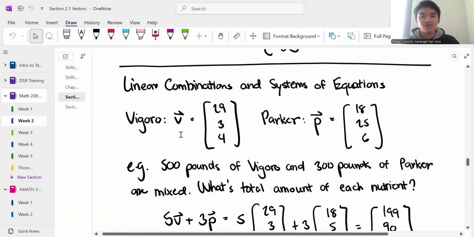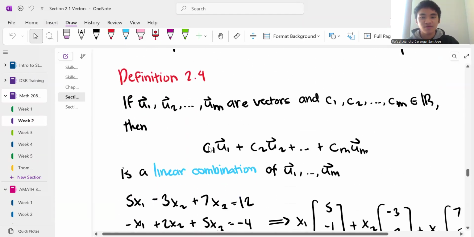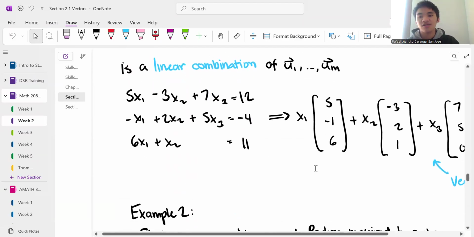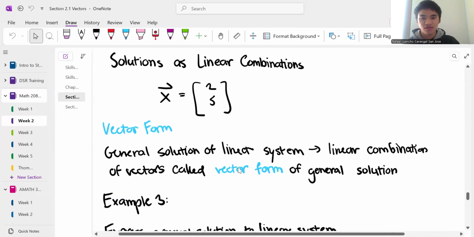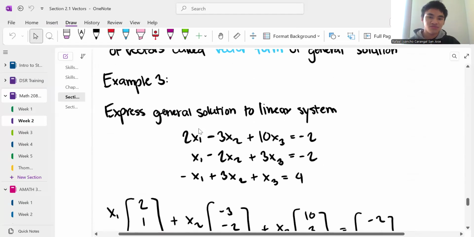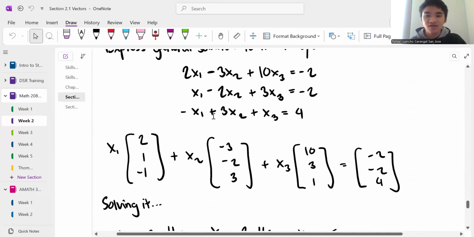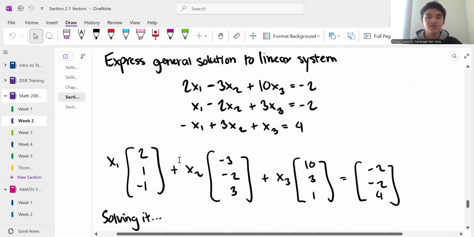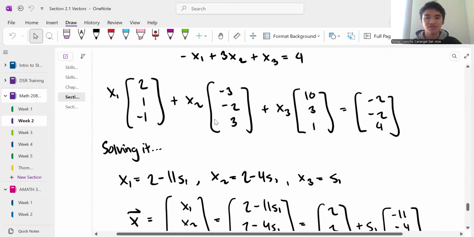And then we dived into this concept of linear combinations. What this basically means is adding vectors together, and if we add two vectors together, we get a linear combination of those two vectors. Another fun fact is that, given some linear system, going back to chapter 1, we can actually express it as a linear combination of vectors. We call this a vector equation.